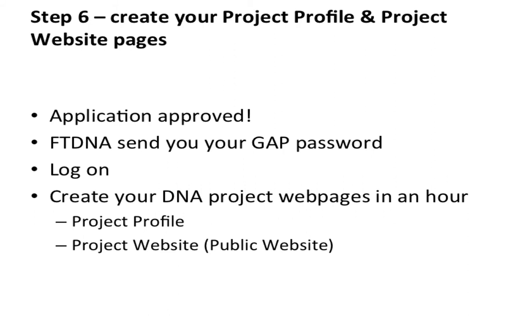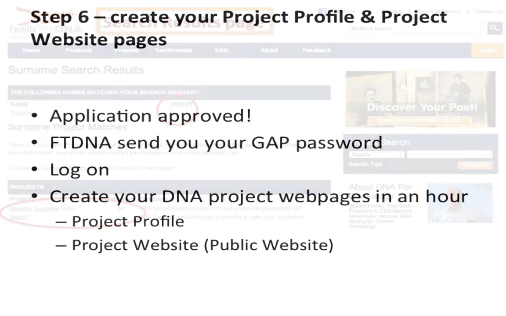Step 6 then is to create your own project profile and project website pages. Your application for a DNA project is approved by Family Tree DNA. They send you a password, a GAP password. This is for your administrator status. You log on with your GAP password and you create your own DNA project web pages in about an hour. There's only 2 of them: the project profile and the project website. It really only takes an hour to design these pages, and once you've designed them, you are up and ready to run, and you can start recruiting. And the first recruiter is yourself.